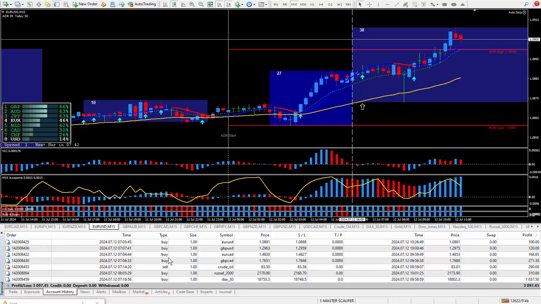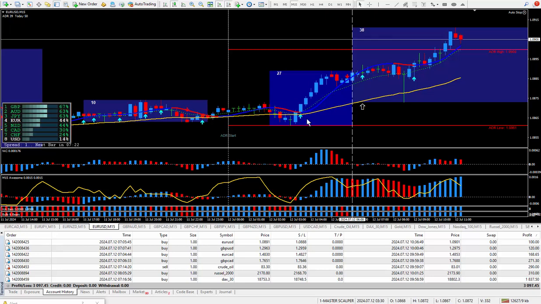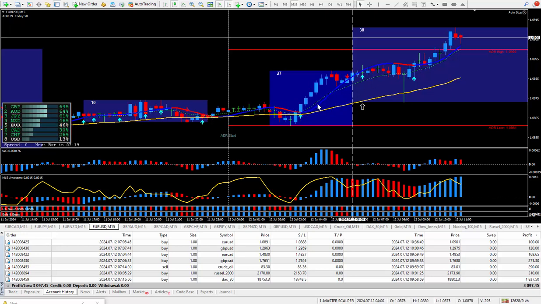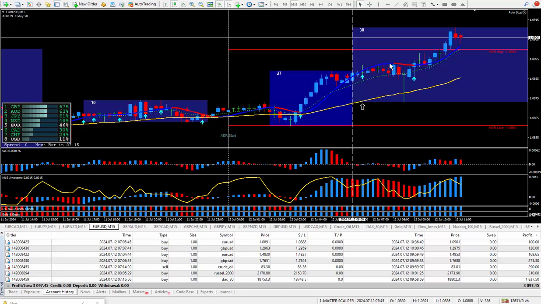I'm back again today with another 7 trades. Today's date is July the 12th and I'm using my Master Scalper trading system. The system has the Master Scalper, that's this moving average that changes from blue to red. And of course it has the arrows here, they're called the super signal indicator.